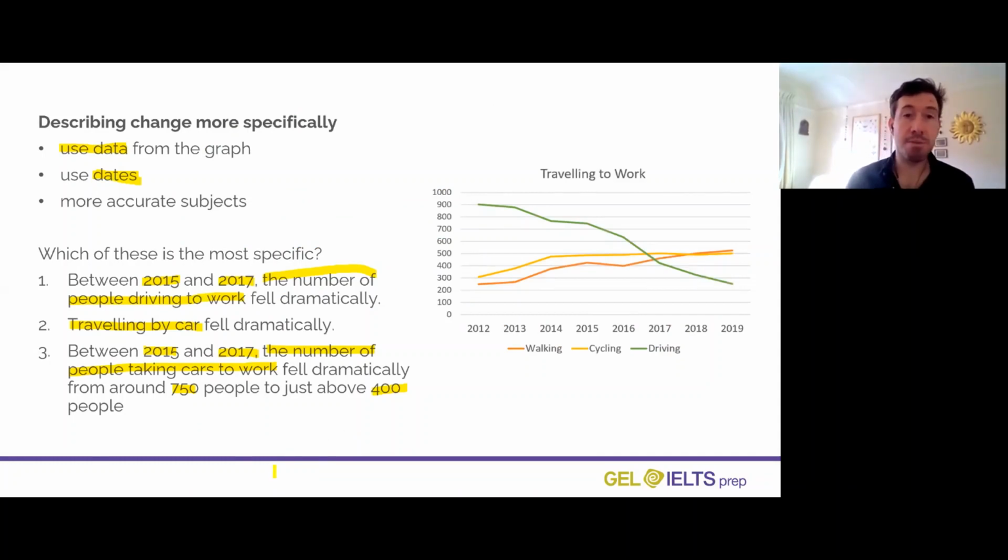Another thing that's really important here to look at is words like around and just above. Because this is nice to use if you're not sure what exactly the number is, but it's about that. So again, it's just making it more specific.